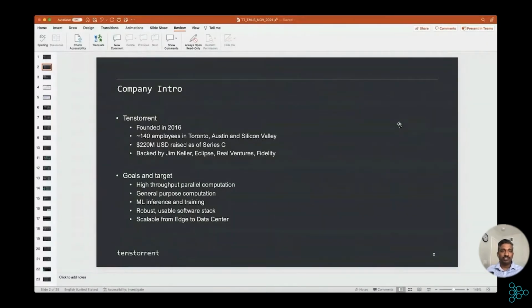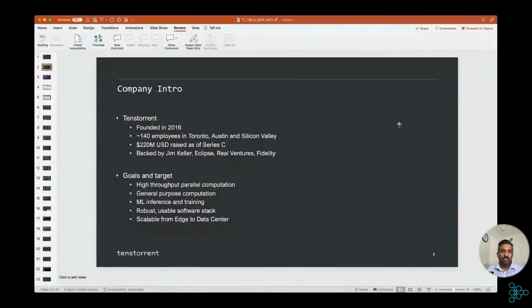So before we go into the presentation, I would like to give a quick intro about our company. Tenstorrent was founded in 2016. We have over 140 employees in Toronto, Austin, and Silicon Valley. As of today, we have raised $220 million US. We are backed by legendary microprocessor inventor Jim Keller and good VCs like Eclipse, Real Ventures, and Fidelity.